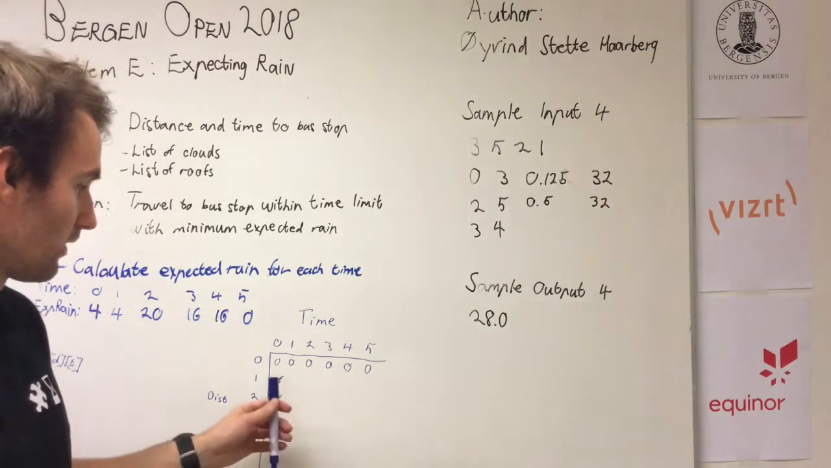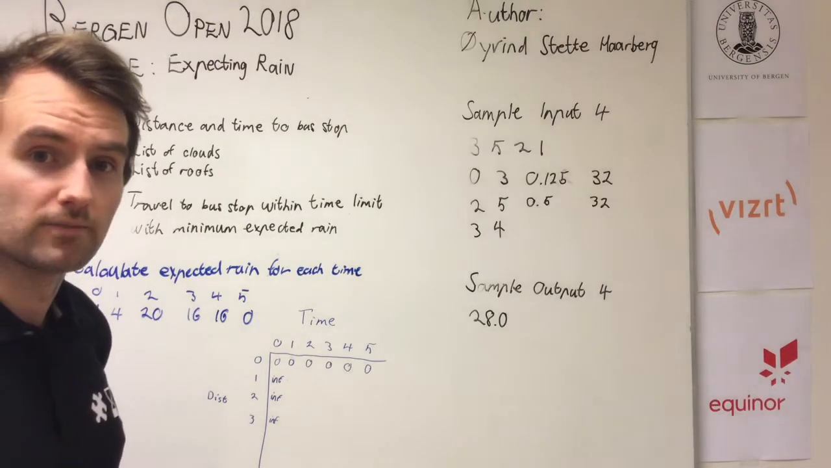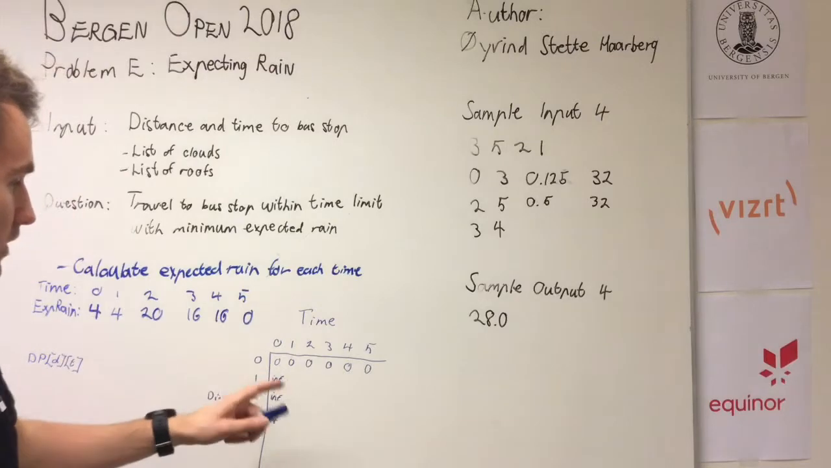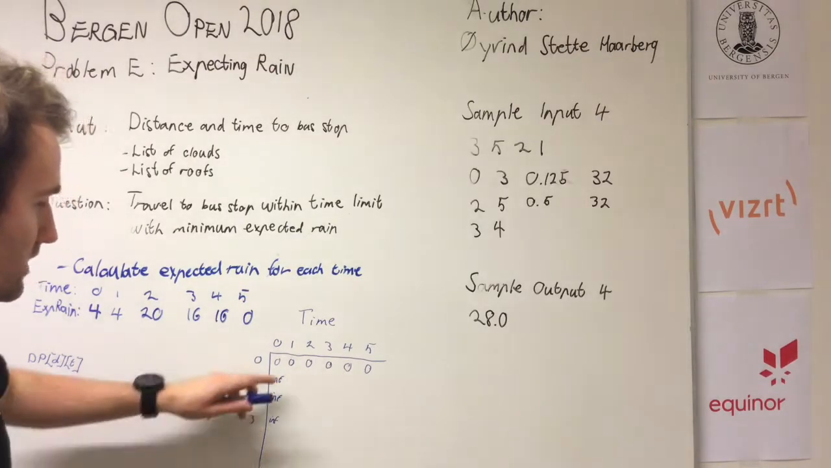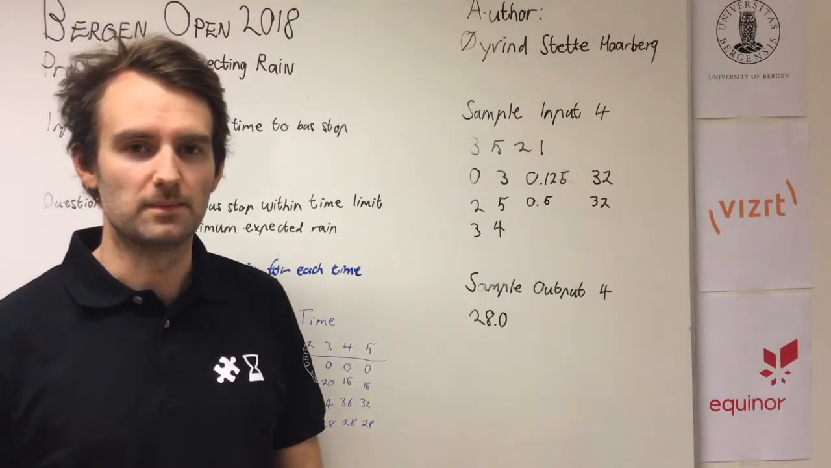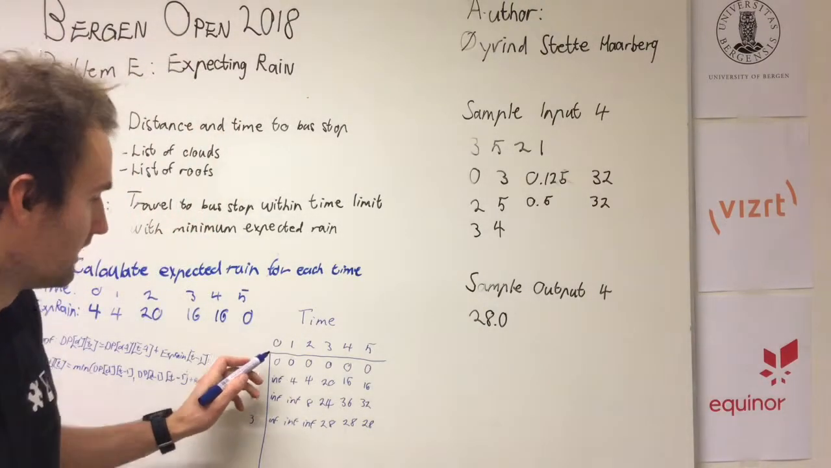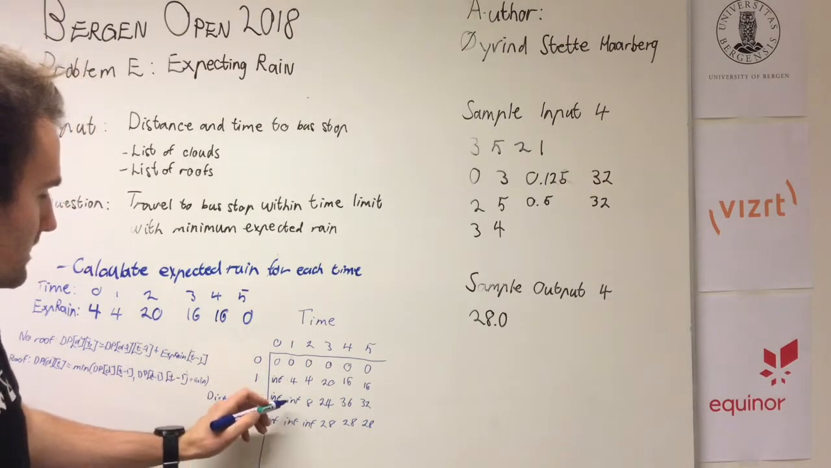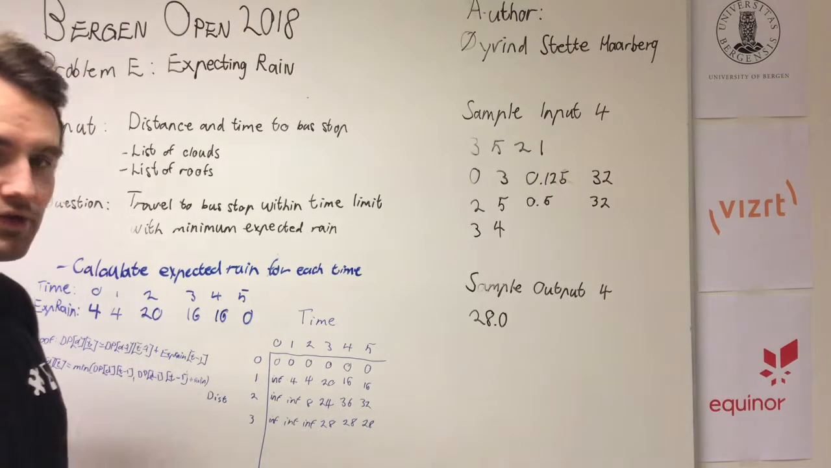And we can now start calculating the minimum expected rain for each time unit, for each distance. And we start by filling in the columns. Now I'm going to explain our DP table. This is our time and this is our distance unit. These cells are still infinity because they're impossible to reach.